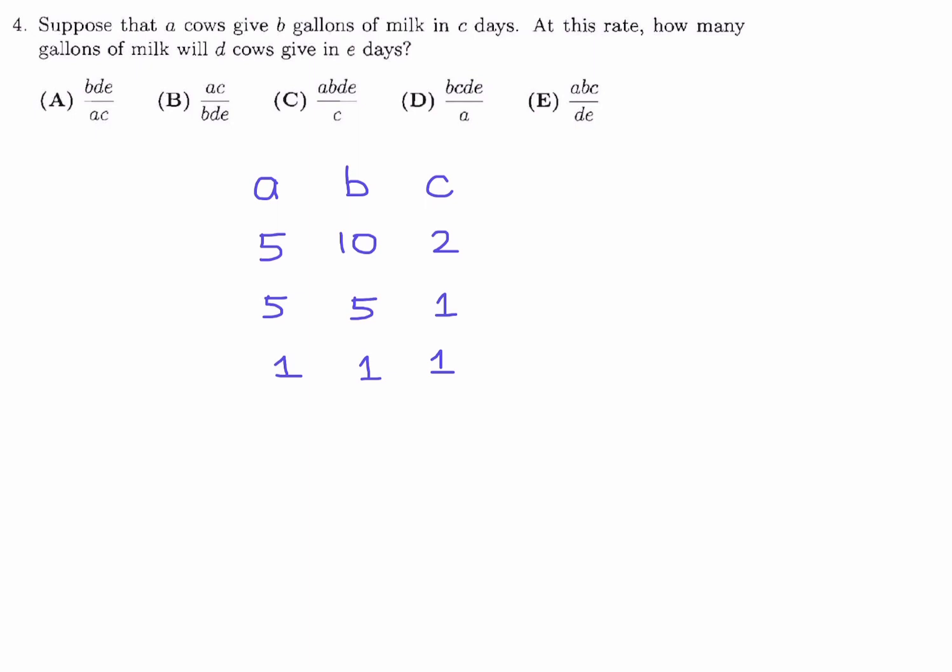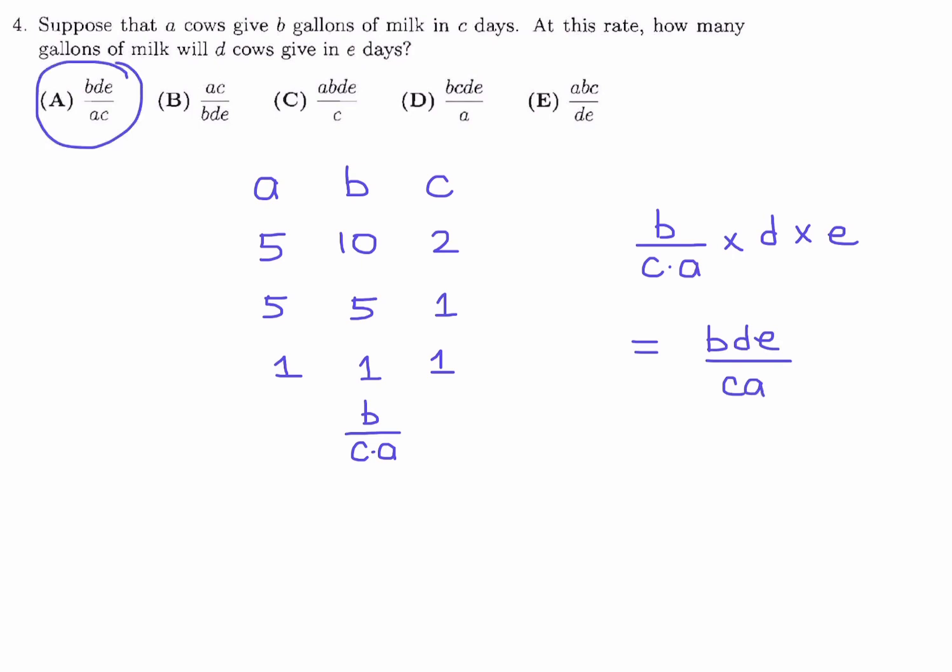What I really wanted to illustrate is how did I get that 1? I did it by dividing B initially by C and then by A. So B over C times A is how I got that. How many gallons of milk are produced by 1 cow in 1 day? What they're asking now is how much milk is produced by D cows in E days. So you take this guy, which is the amount of milk produced by 1 cow in 1 day, and multiply it by the number of cows now, which is D, and the number of days, which is E. So all this becomes B, D, E over C, A. And that is choice A for number 4.